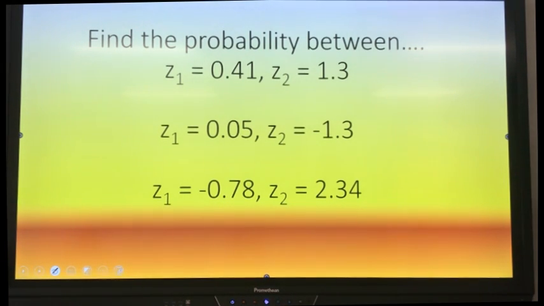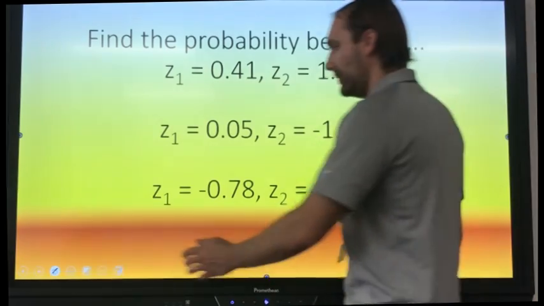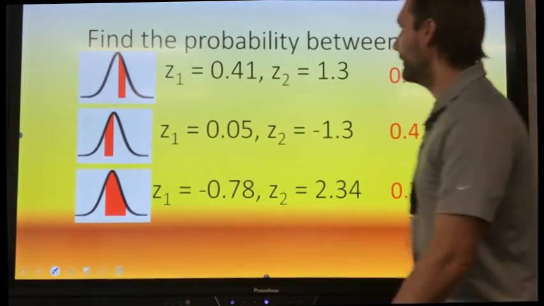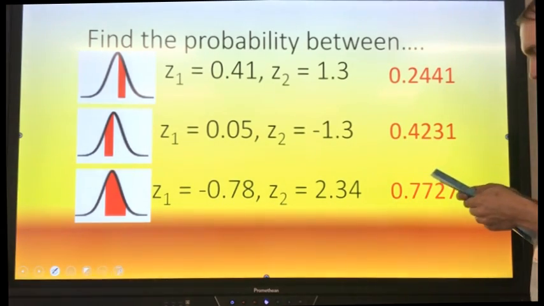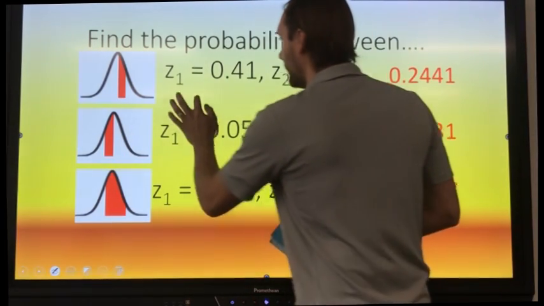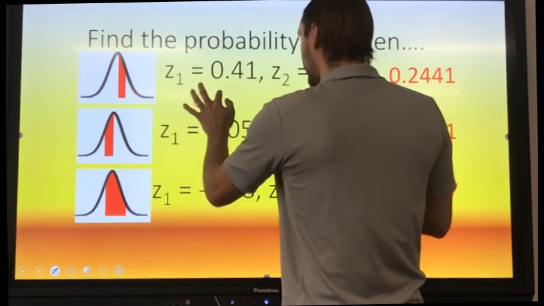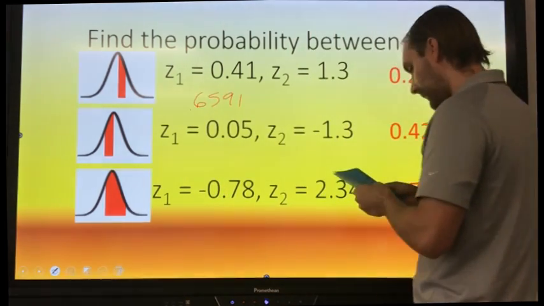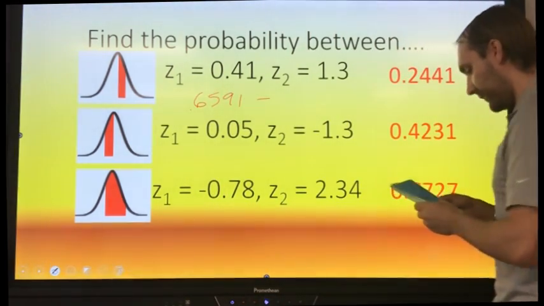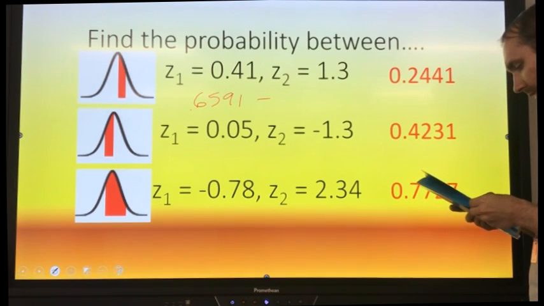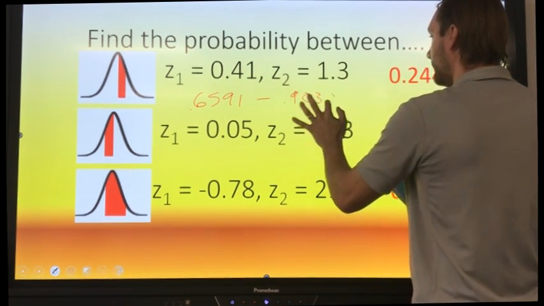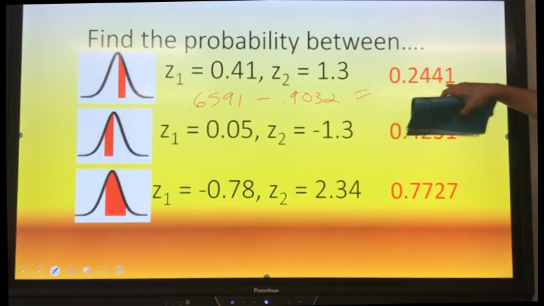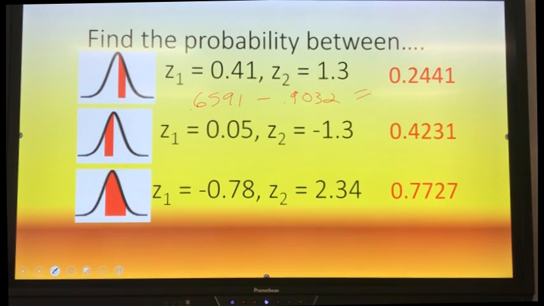Find the probability between these two z-scores. Let's check your answers. My z1 is 0.41, so that puts me at a probability of 0.659. And I'm going to subtract that from 1.3, which puts me at a probability of 0.9032. So did you get about 24.41%?